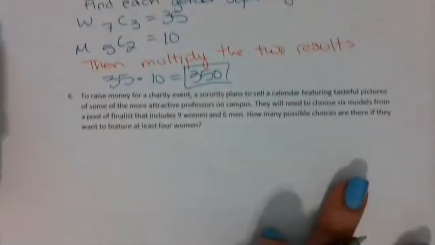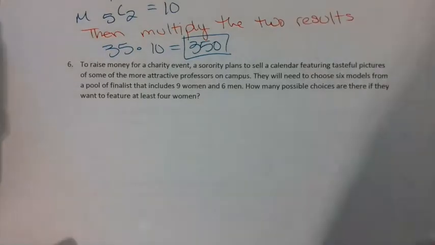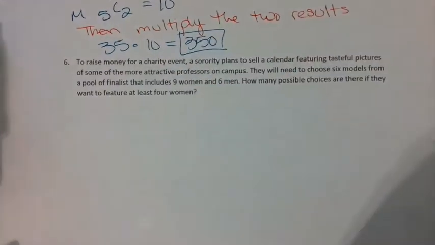Okay. Number 6 is kind of similar. It's raising money for a charity event, so a sorority selling a calendar full of tasteful pictures from some of the more attractive professors on campus. They need to choose 6 models from a pool of finalists that has 9 women and 6 men. We need to decide how many possible choices there are if they want at least 4 women. So we're going to have to figure it out for 4 women, 5 women, and then if the calendar has all 6 women, or 6 slots filled with women.